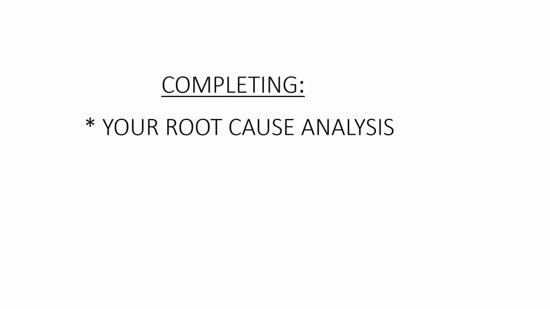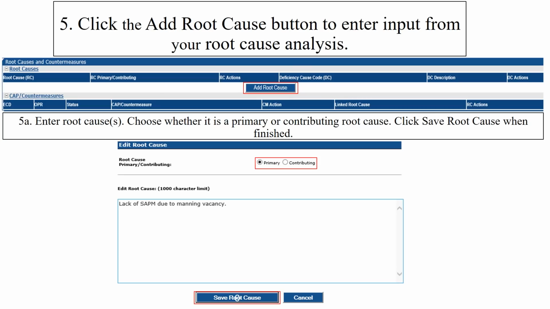Once we've hit save, we'll go back up on the page in iGEMS and we will move to the next portion of filling out the actual root cause text. You can see here that we've moved back up on the iGEMS page. We're going to look for the little button here highlighted in red that says Add Root Cause. Once we click on that box, as we see in the information 5A, a pop-up window will come up where we can actually list the text that is going to be associated with our root cause. Here the root cause is lack of SAPM due to manning vacancies. Once that's finished and input, go ahead and hit save and we'll move to the next process.